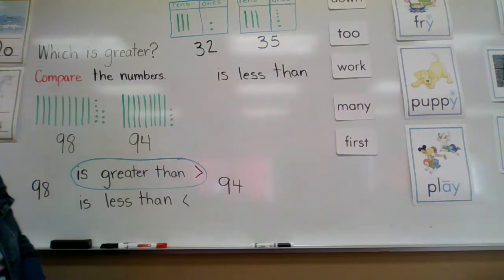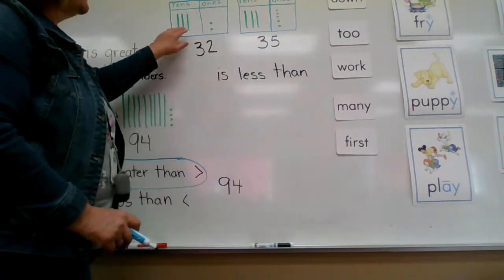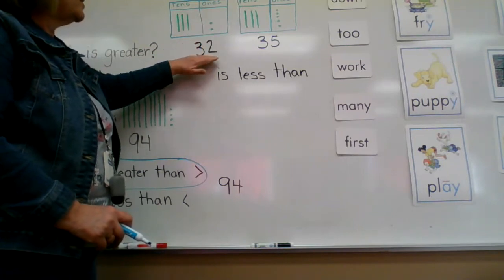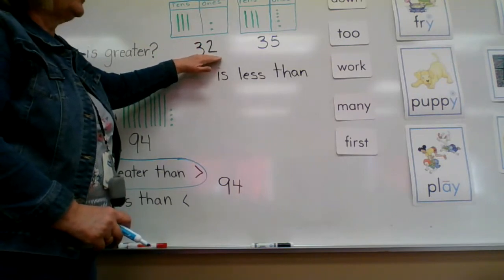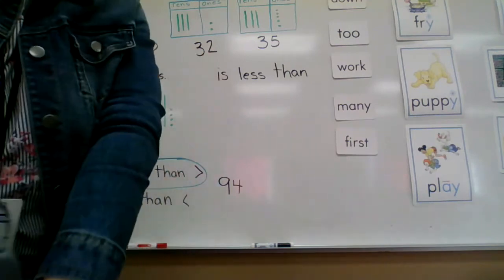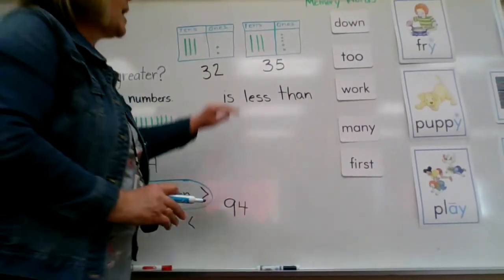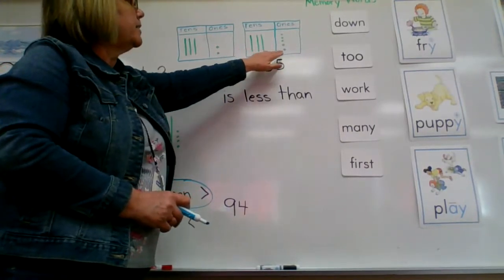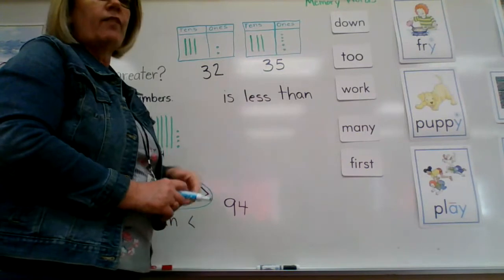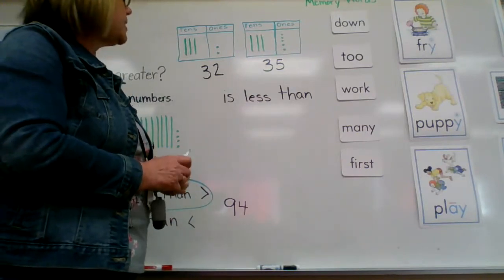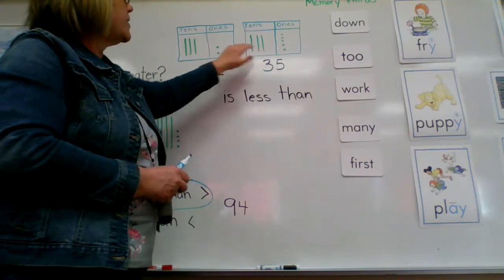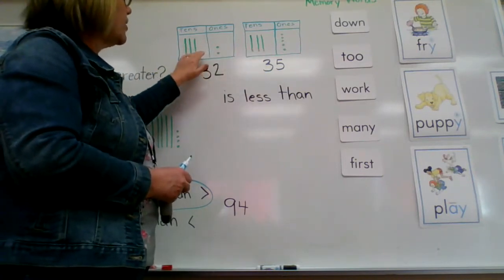All right, let's go compare one more. Here we have 3 groups of 10 and 2 ones. That's the number 32. We're going to compare 32 to the next number, 3 groups of 10 and 5 ones. That's 35. So remember, we want to start by comparing the tens. Both of these numbers have the same number of tens. They both have 3 groups of 10.